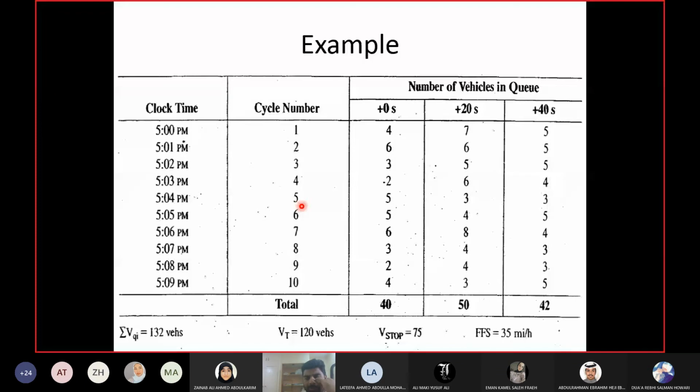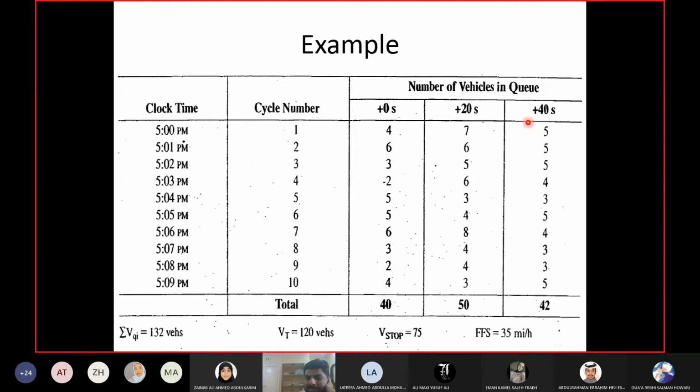Let us look at an example. I know we are going over time, but let me complete it because I completed the other section as well. They have taken out the general information because this is just an example. They start the survey at 5 p.m., cycle number 1. Each cycle you have 3 readings, and each reading has how much interval? 20 seconds. 0 plus 20 plus 40. So 3 readings, and each reading is after 20 seconds.